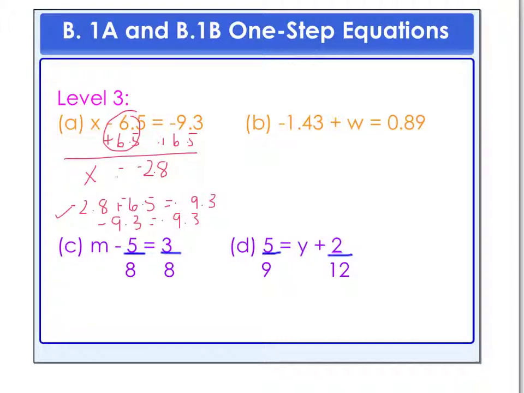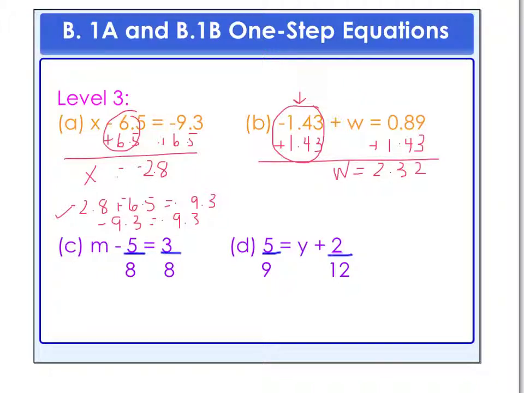The next one, we see w plus negative 1.43 equals 0.89. In order to undo this negative 1.43, we're going to have to do the opposite. We're going to have to do a plus 1.43, because we always want to get rid of whatever's next to our w. And in this case, the only way to get rid of that negative is to add. We get w equals 0.89 plus 1.43, and we get 2.32.